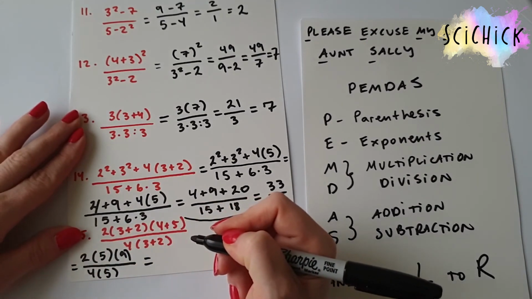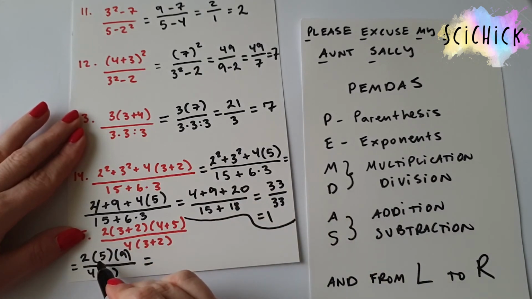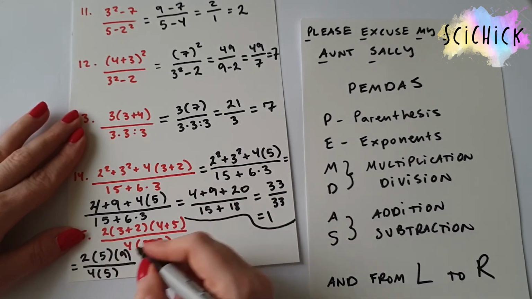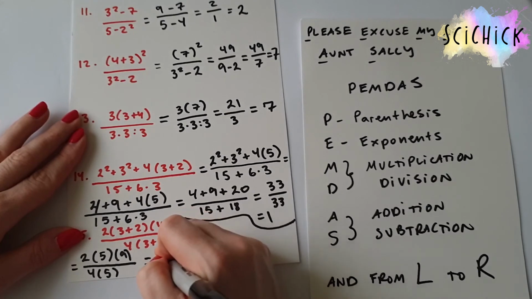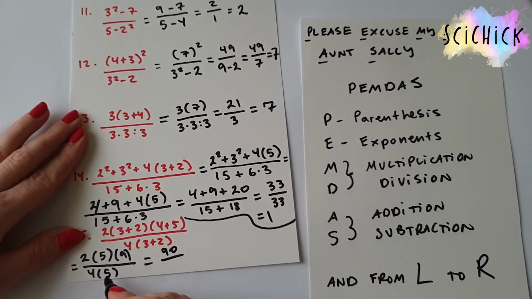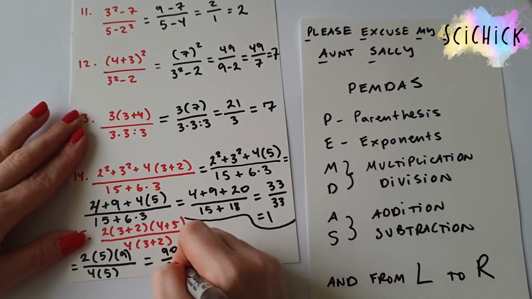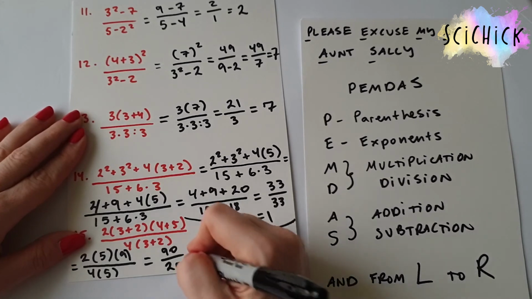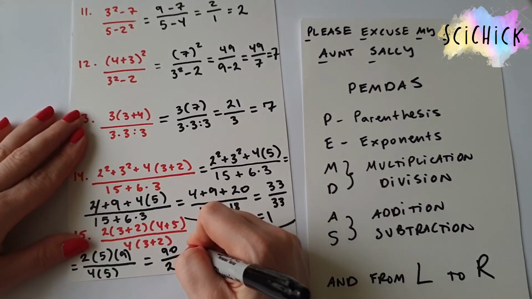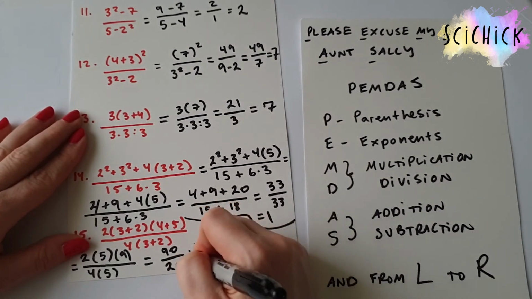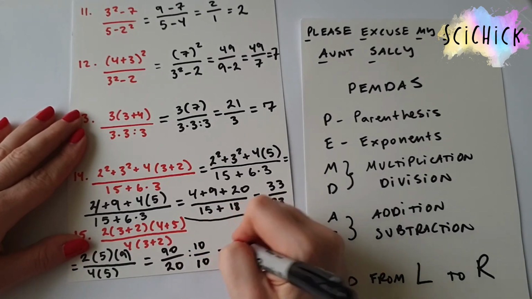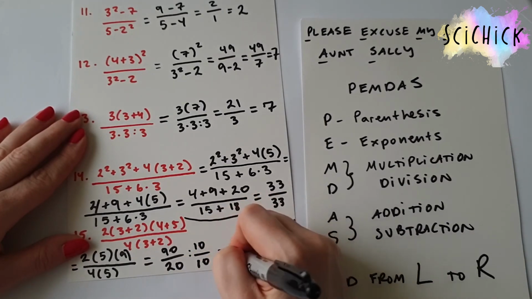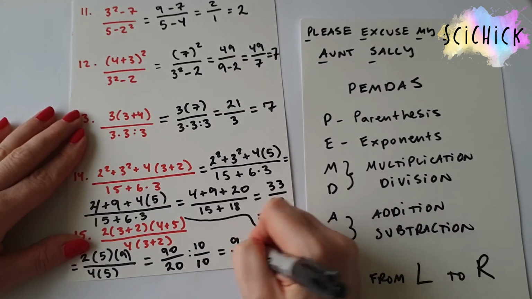Okay, multiplication. 2 times 5, that's a 10. Times 9, that's a 90. Divided by 4 times 5, which is a 20. Now you could turn this in like this, or you could divide both of those by 10. So I'm going to divide both of those by 10, and I'm going to get 9 out of 2, or 4.5.